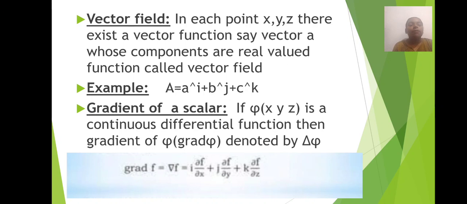Gradient of a scalar: if phi of x, y, z is a continuous differentiable function, then the gradient of phi is denoted by grad phi. Then it is nothing but the partial differentiation with respect to x, y and z.